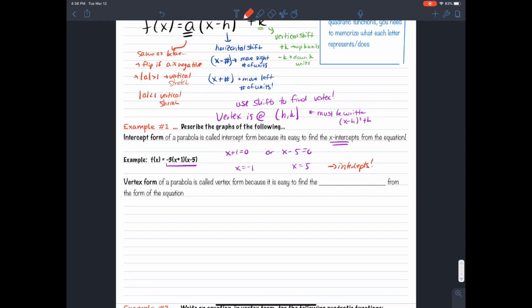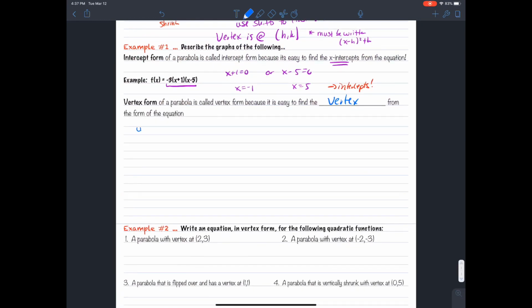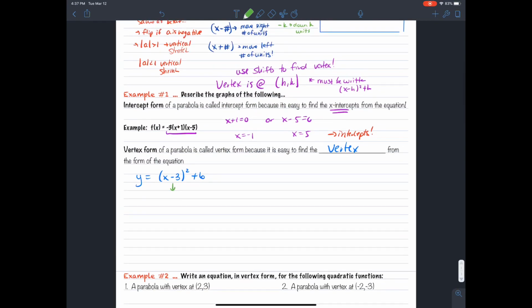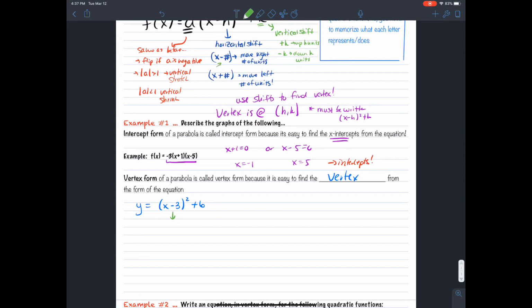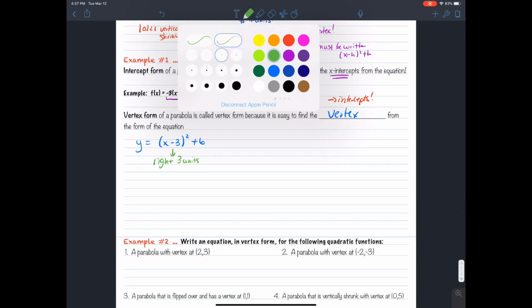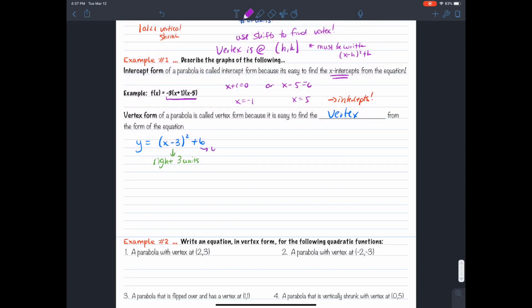So vertex form is called vertex form because when I just look at the equation, I should be able to identify the vertex of the parabola just from the equation. So for example, if I start with something like (x - 3)² + 6. From what we just learned, the number inside is a minus. So on our notes, if there's a minus, it's going to move right that many units. So this moved right 3 units. And then since the number at the end is a plus 6, this moves it up 6 units.